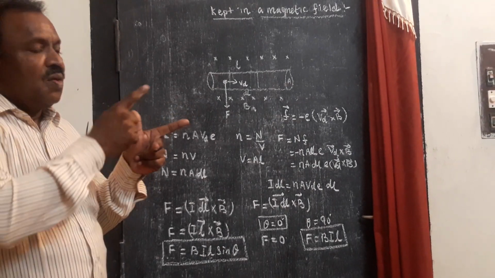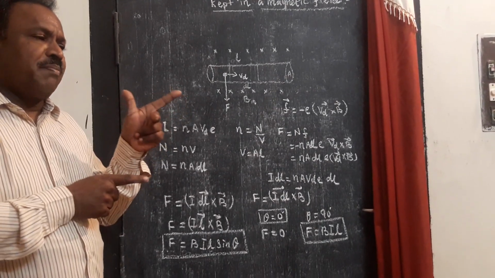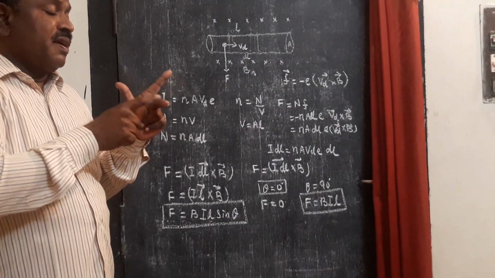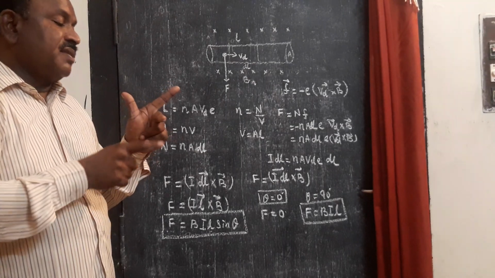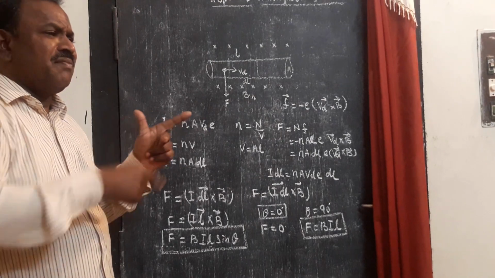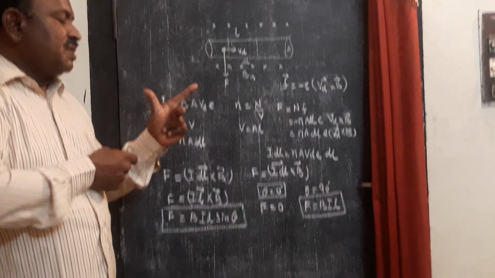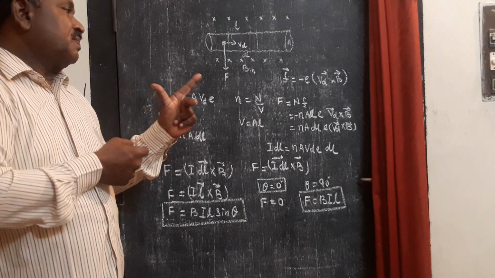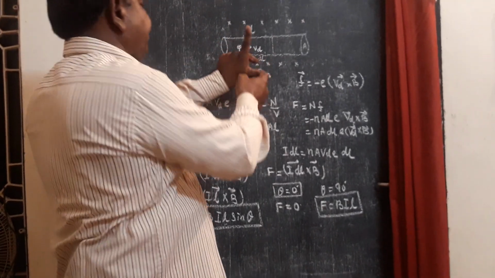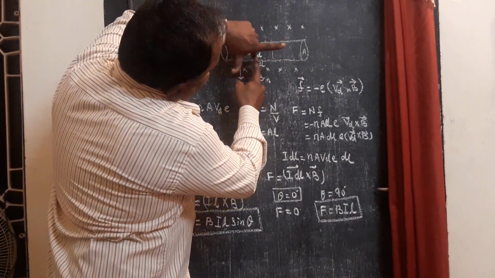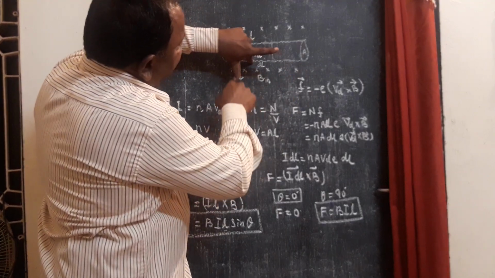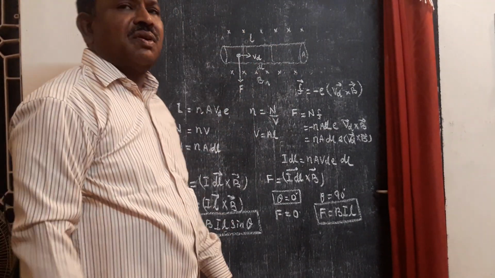Once again, the direction of the force is obtained by using Fleming's left hand rule. Stretch your thumb, forefinger and middle finger mutually perpendicular to each other. The middle finger represents the direction of the current. The forefinger represents the direction of the magnetic field. The extended thumb represents the direction of the force. When we substitute here, this will represent the magnetic field, this will represent the direction of the current, and the thumb will give the direction of the force.